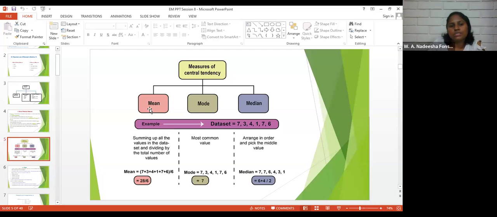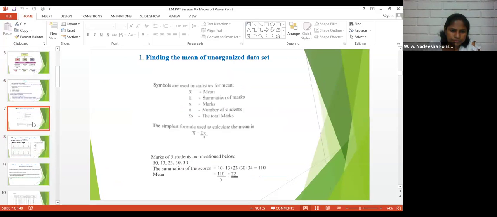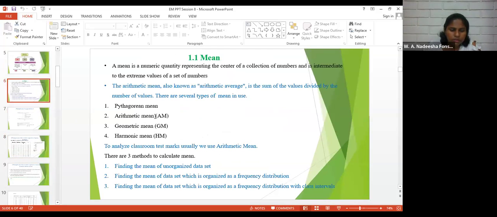Under central tendency measures, we have mean, mode, and median. There are several types of mean values, and from those we consider the arithmetic mean. When finding the mean, median, or mode, we discuss those things in 3 steps: finding them from the unorganized data set, then from a frequency distribution, and from a frequency distribution with class intervals.